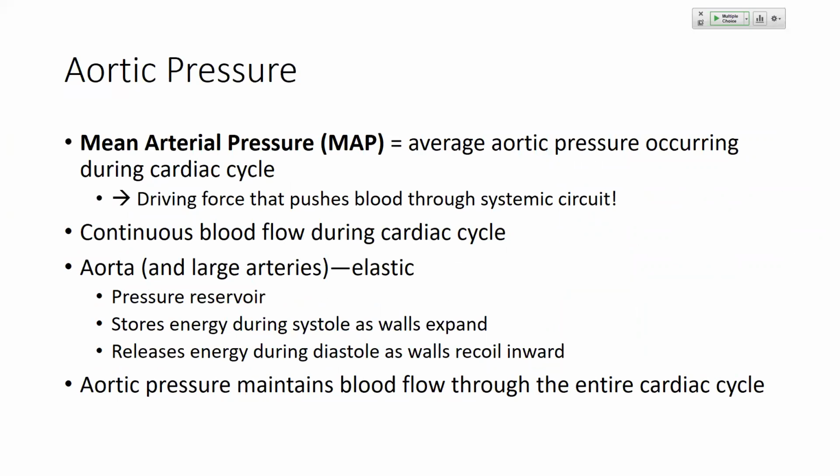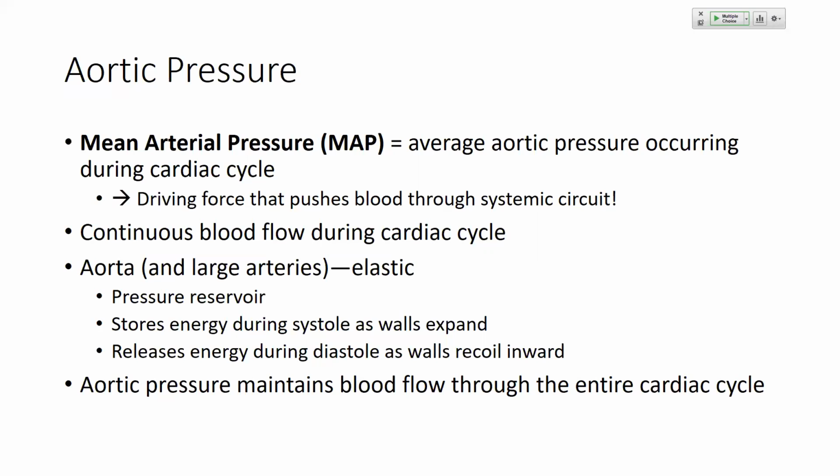Another meaningful measurement that we can get from aortic pressure is the mean arterial pressure. This is the average pressure that's measured in the aorta throughout the entire cardiac cycle. So unlike systolic or diastolic pressure that was specifically looking at the pressure at a specific time in the cardiac cycle, the mean arterial pressure is an average of what the pressure in the aorta looks like throughout the entire cardiac cycle.